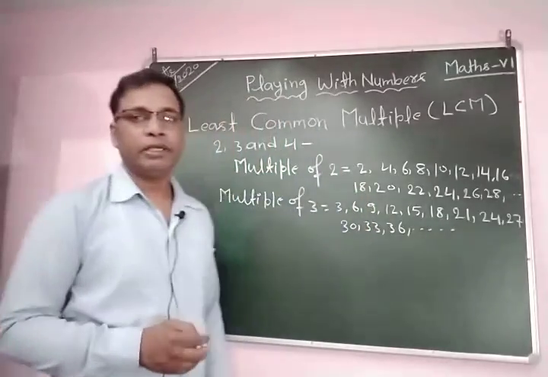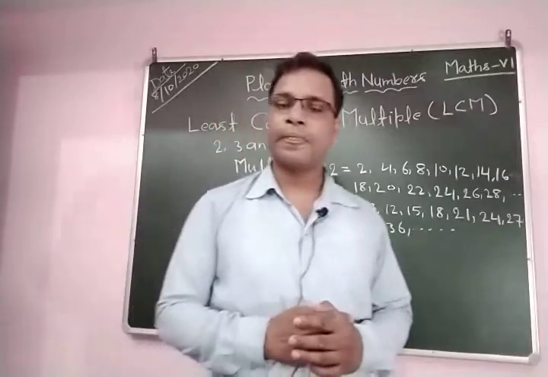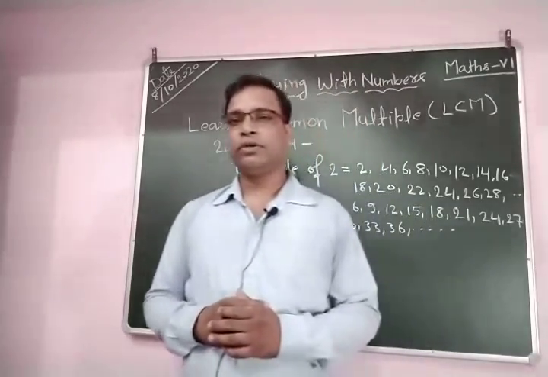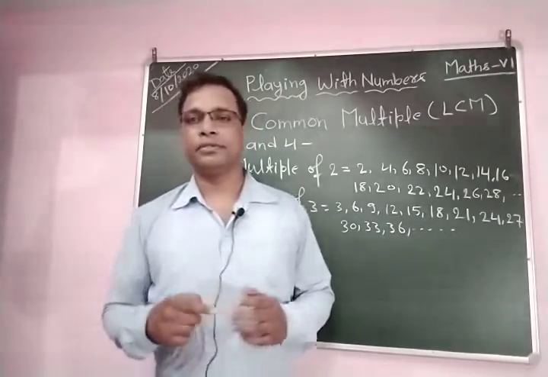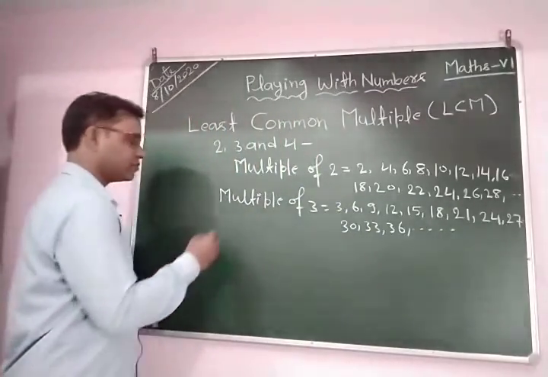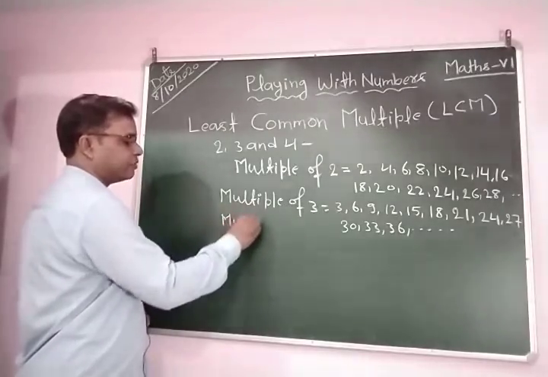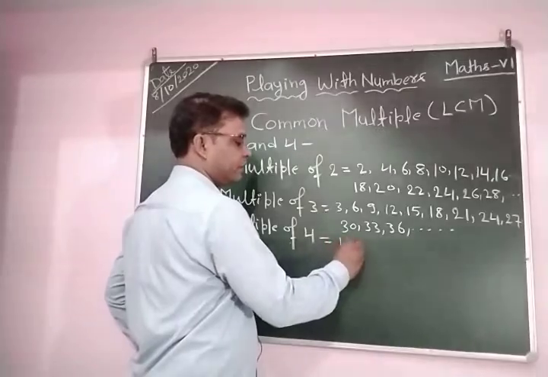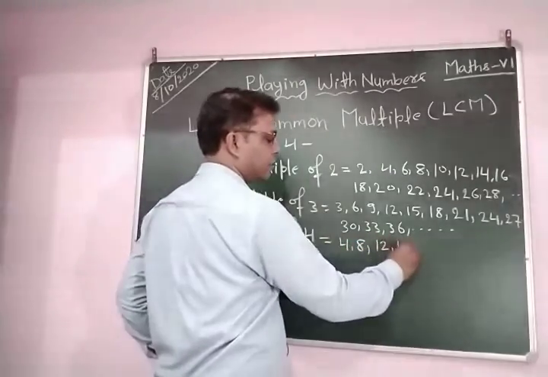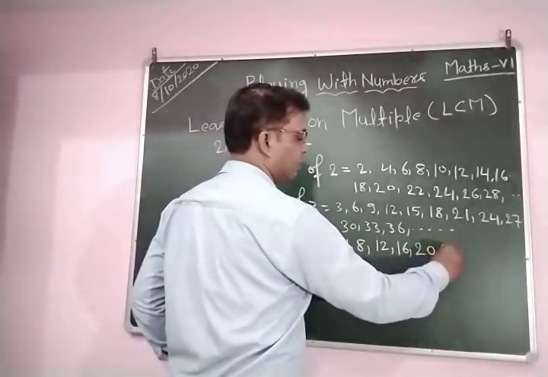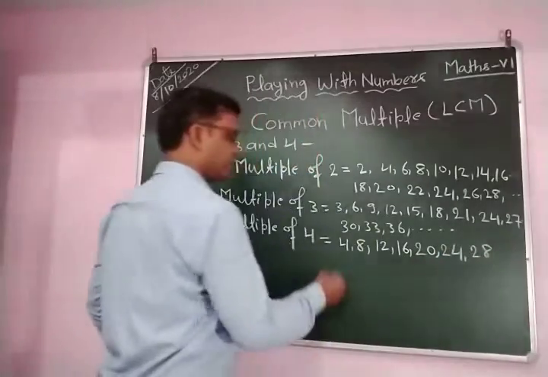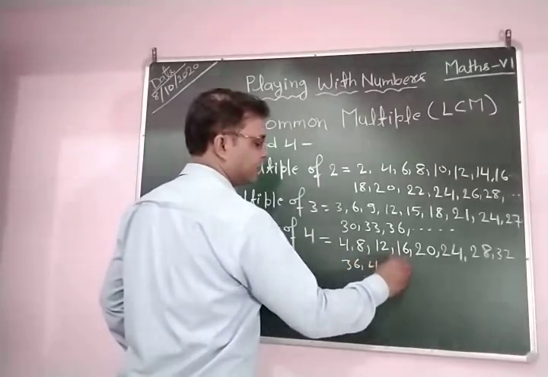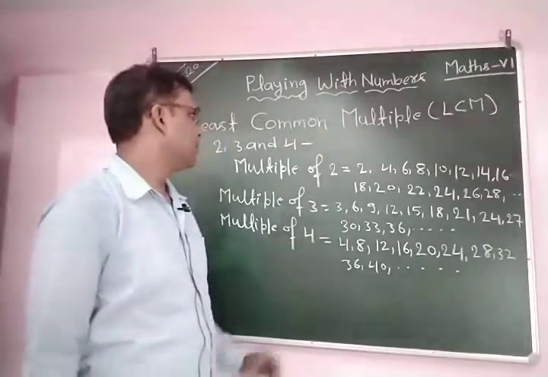The next number is 4. The multiples of 4 are 4, 8, 12, 16, 20, 24, 28, 32, 36, 40 and so on. So you can see we have written the multiples of 2, 3 and 4.